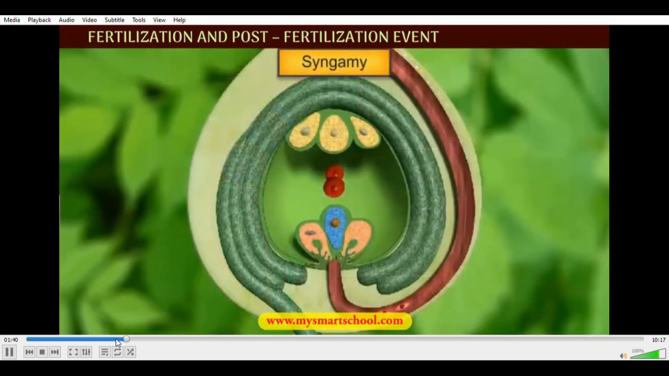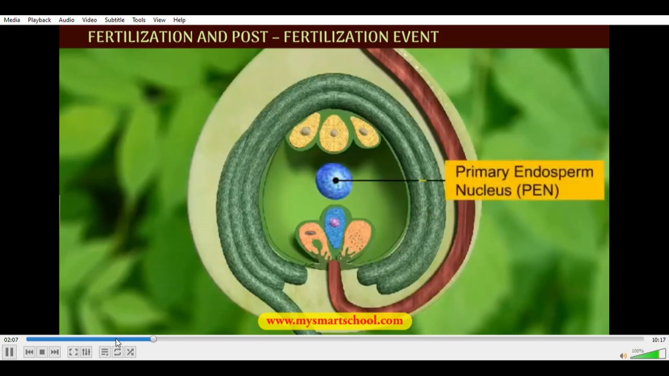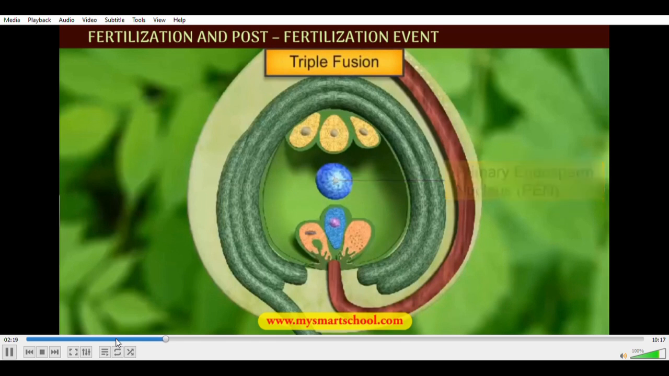Of the 2 male gametes, one enters the egg cell and fuses with its nucleus. This fusion, known as syngamy or first fertilization, results in the formation of a diploid zygote. Meanwhile, the other male gamete moves towards the 2 polar nuclei and fertilizes them to produce a triploid primary endosperm nucleus, or PEN. Incidentally, this fusion is known as triple fusion, as it involves the fusion of 3 haploid nuclei. After the triple fusion, the central cell is called the primary endosperm cell.